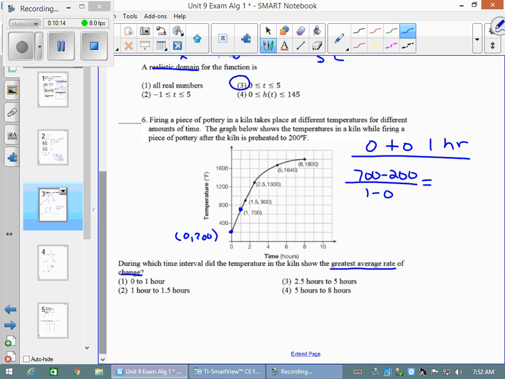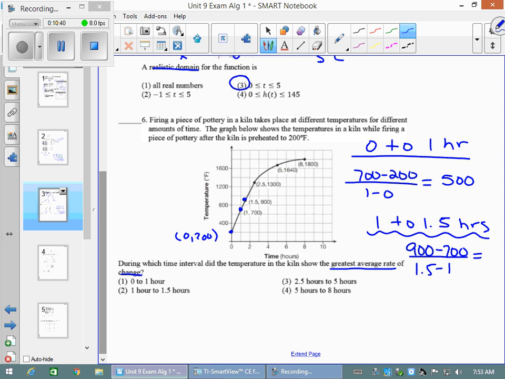Now I'm going to go to choice 2, between 1 and 1.5 hours. Looking at my grid, 1 I already know is (1, 700), and 1.5 is (1.5, 900). So if I find the average rate of change, 900 minus 700 over 1.5 minus 1, it's going to give me an average rate of change of 400.